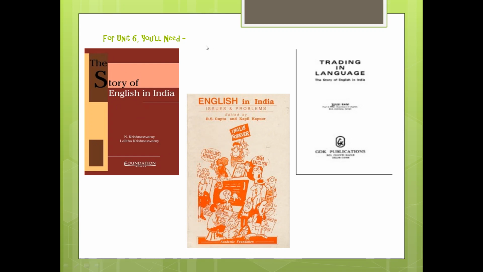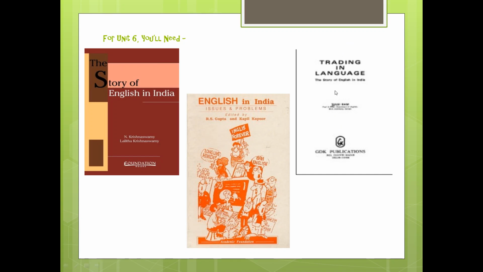So this is a must-have book, and possibly the only book that you will need for Unit 6. But if you want to read something more and explore certain more regions, you can go to other books as well. So this one, Trading in Language: The Story of English in India. The title is more or less the same, but the introductory title is a bit different, Trading in Language. This is a very uncommon and hard to find book called Trading in Language by Tulsi Ram.